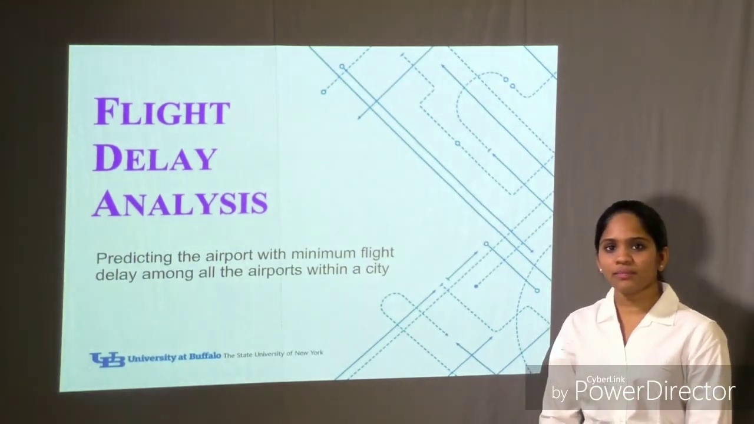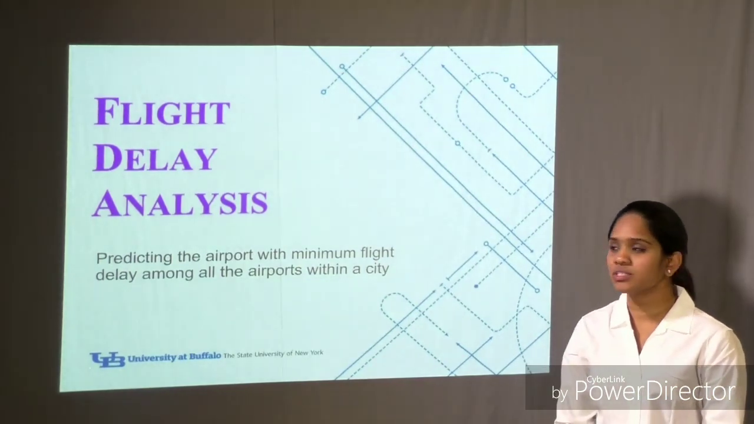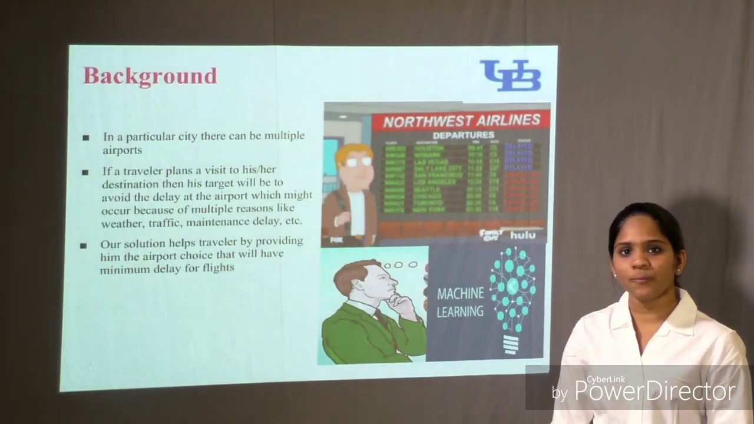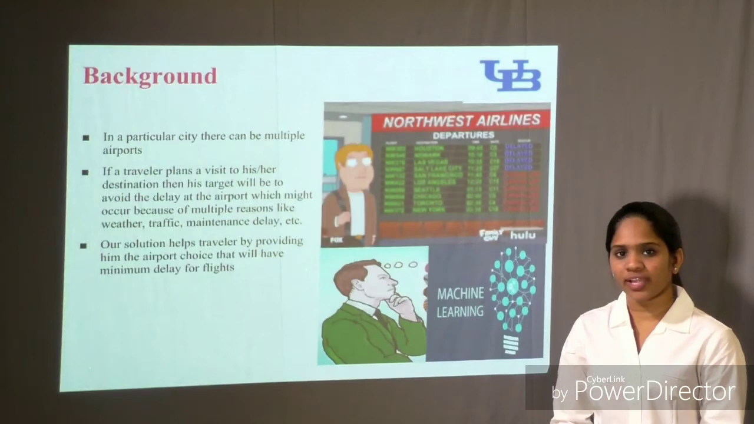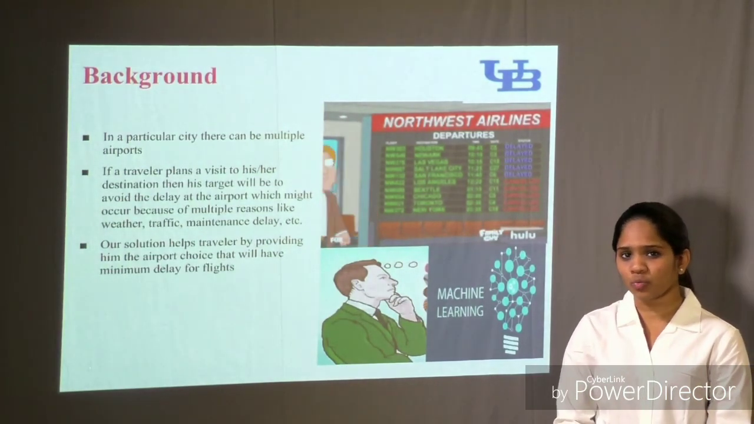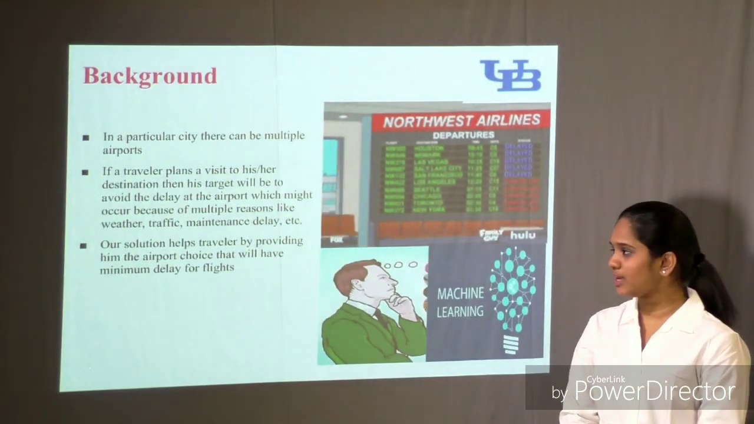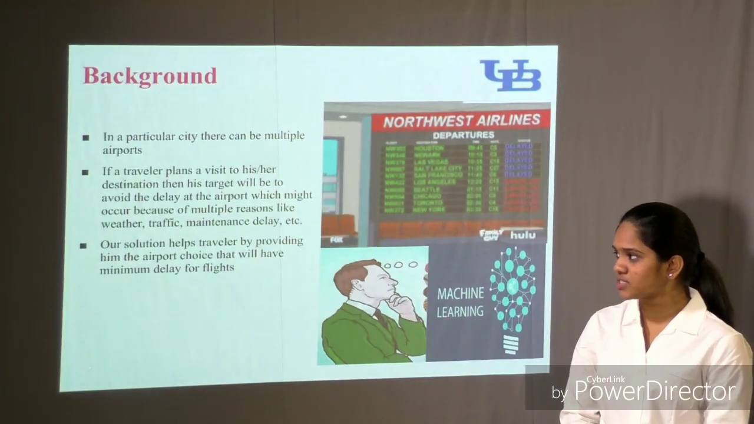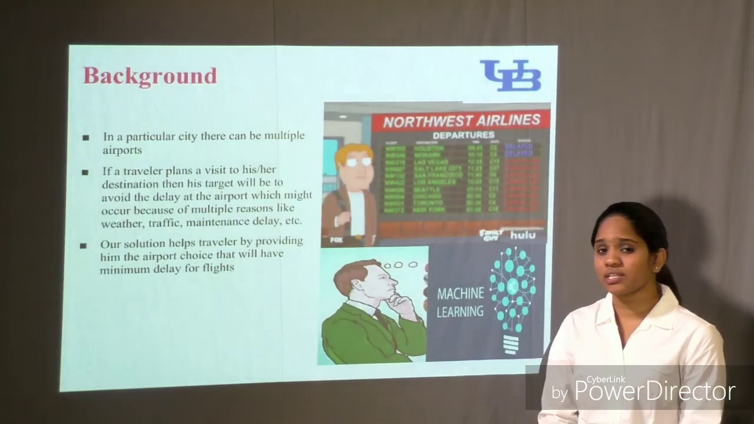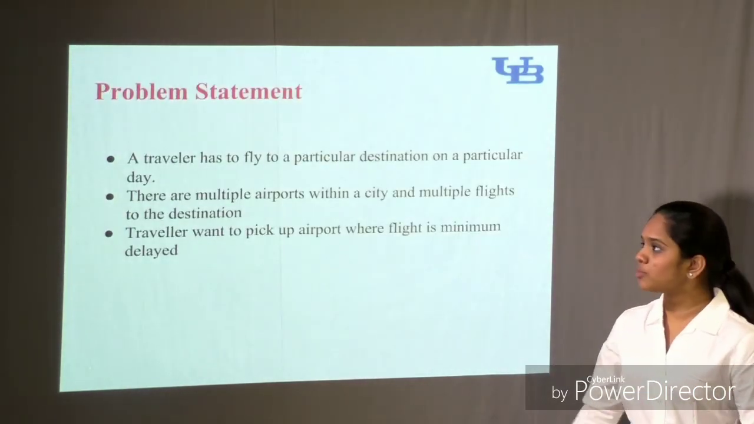Here we're going to build a predictive model to help a user choose between two airports. Now when it comes to the background, let's say a traveler wants to choose a flight that has minimum delay, and he has two options to choose between, airport 1 and airport 2, and the flight delay can be due to multiple reasons like weather, traffic and maintenance delay, etc. But we're going to help the user make the right choice of choosing the airport which has the minimum delay of flights.